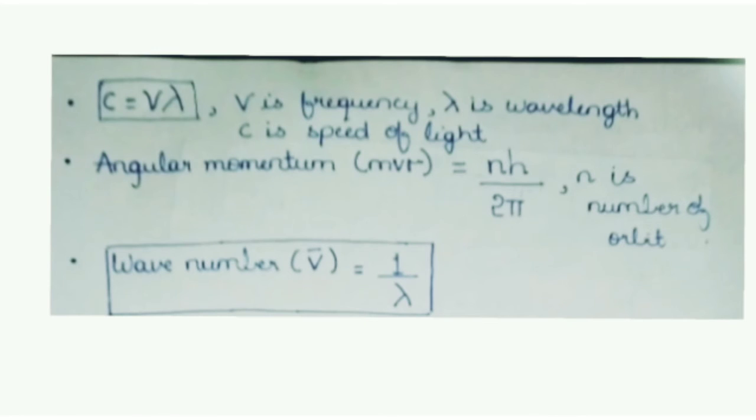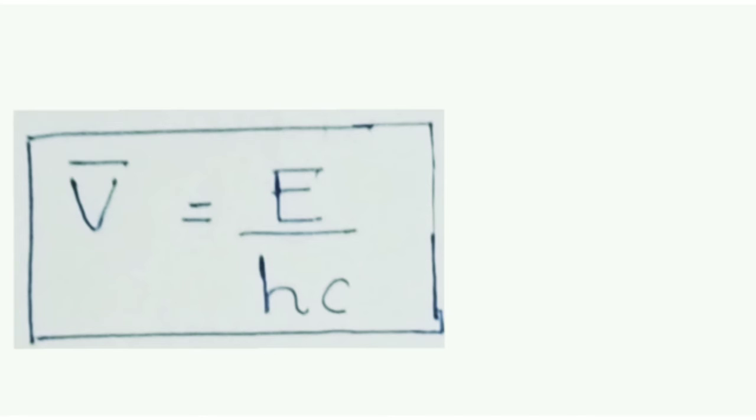Next is c equals nu lambda, where nu is frequency, lambda is wavelength and c is speed of light. Then angular momentum, denoted by mvr, is equal to nh by 2 pi, where n is the number of orbits. Wave number is equal to 1 by lambda. Then E equals h nu. Nu can be written as c by lambda, so we can write it as hc by lambda. Wave number v bar is equal to E by hc.